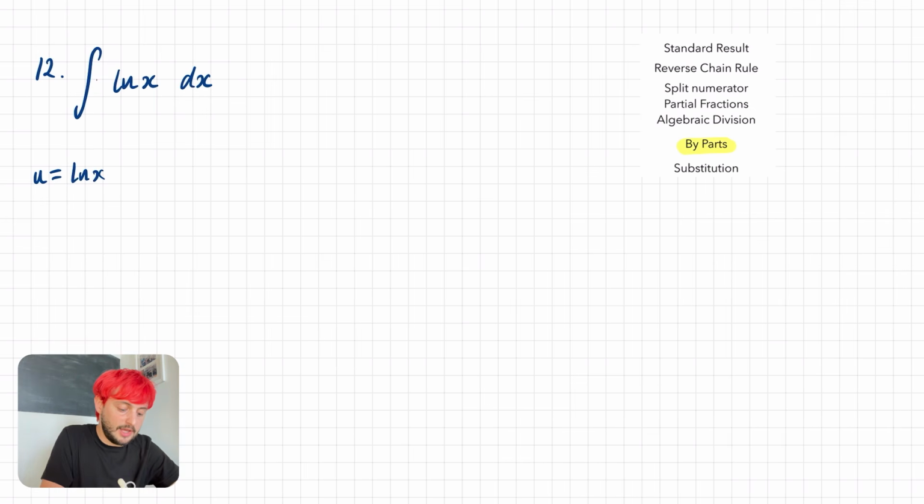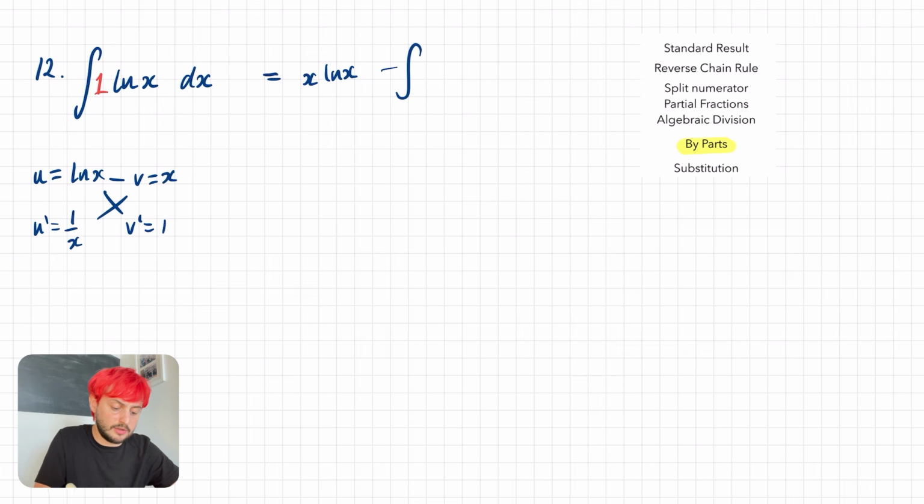Now there's secretly a 1 here, isn't there? So that means that v dash is actually 1, meaning v, when you integrate 1, is x, and u dash differentiates to 1 over x. So we've already used this pairing. The first bit we get is uv, which is going to be x ln x, and then we're going to subtract the integral of v multiplied by u dash, with respect to x.